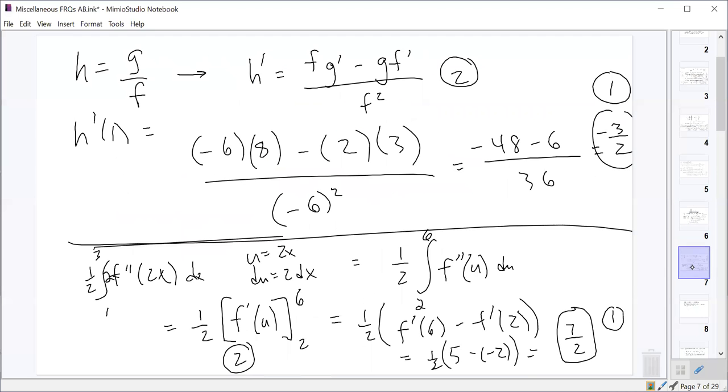You mean if you just wrote 1/2 f double prime of 2? Yeah, because you left it as 2x, then yeah, leave them as 1 and 3. Yep, that is totally fine. We feeling good? Yeah?